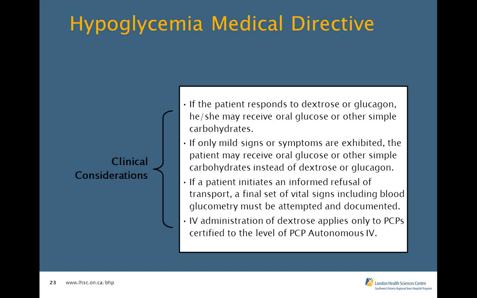Some clinical considerations to think about with the medical directive for hypoglycemia. If the patient does respond to dextrose and glucagon, he or she may receive oral glucose or other simple carbohydrates. If only mild symptoms or signs are exhibited, the patient may receive the oral glucose or other simple carbohydrates instead of the dextrose or glucagon.